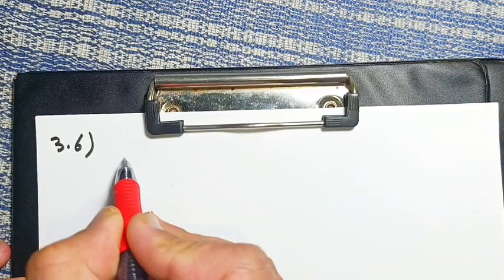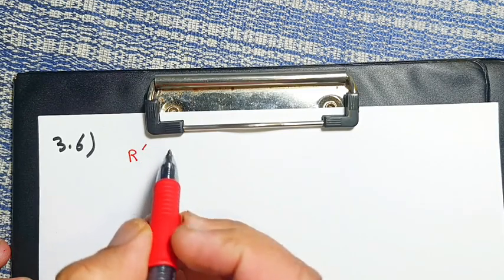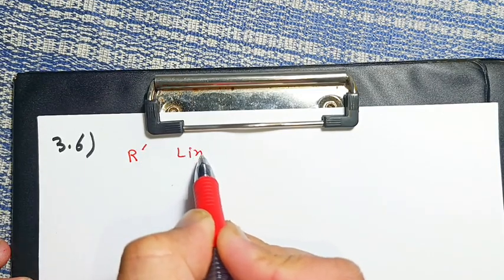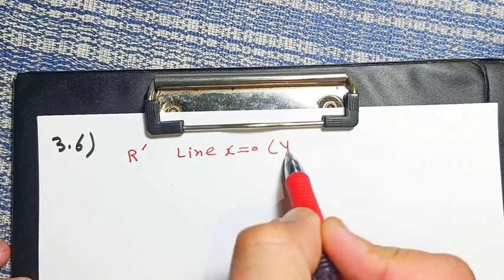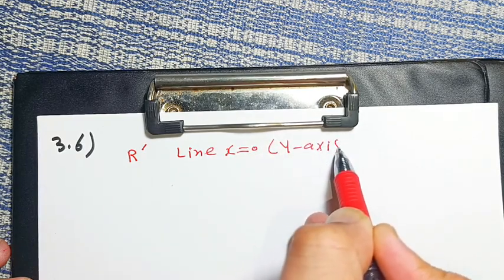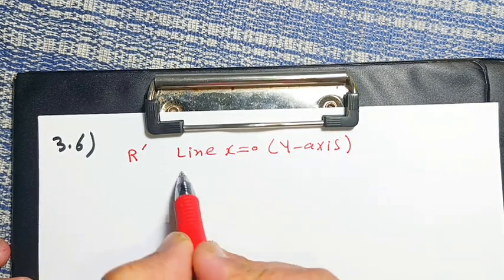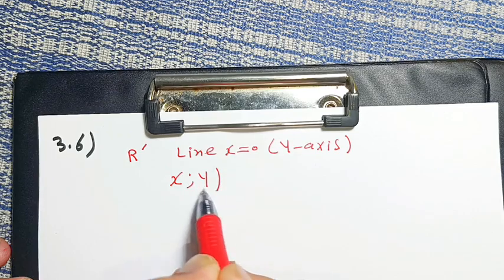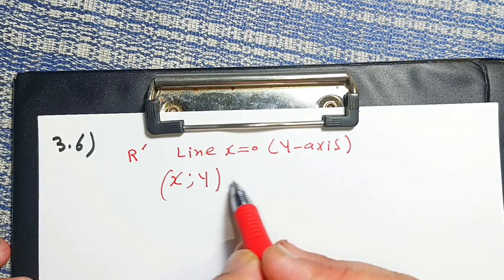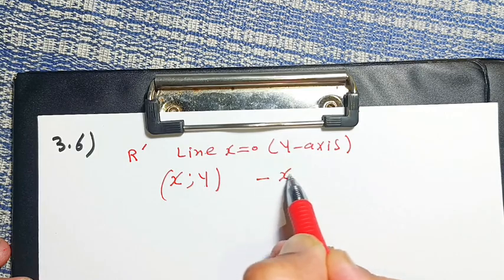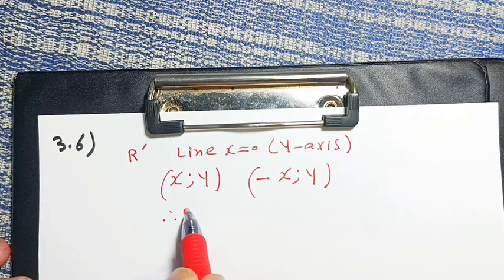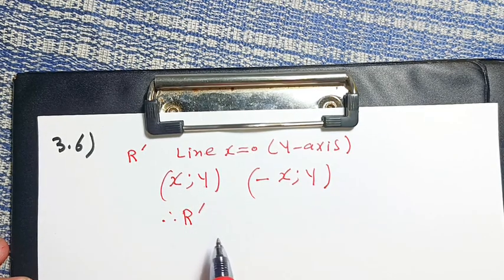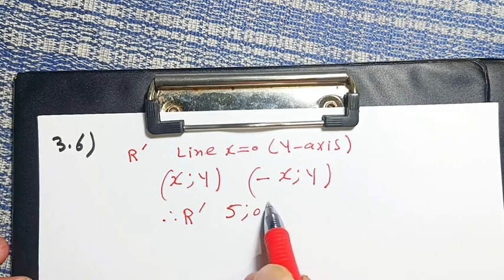So we need to find r prime first. R prime, line x equal to 0. That means a reflection on the y-axis. If you go to positive x and y and the reflection on the y-axis, that means the x value is going to be negative and y unchanged. So now therefore r prime is going to be, because r is negative 5 and 0, r prime is going to be positive 5 and 0.